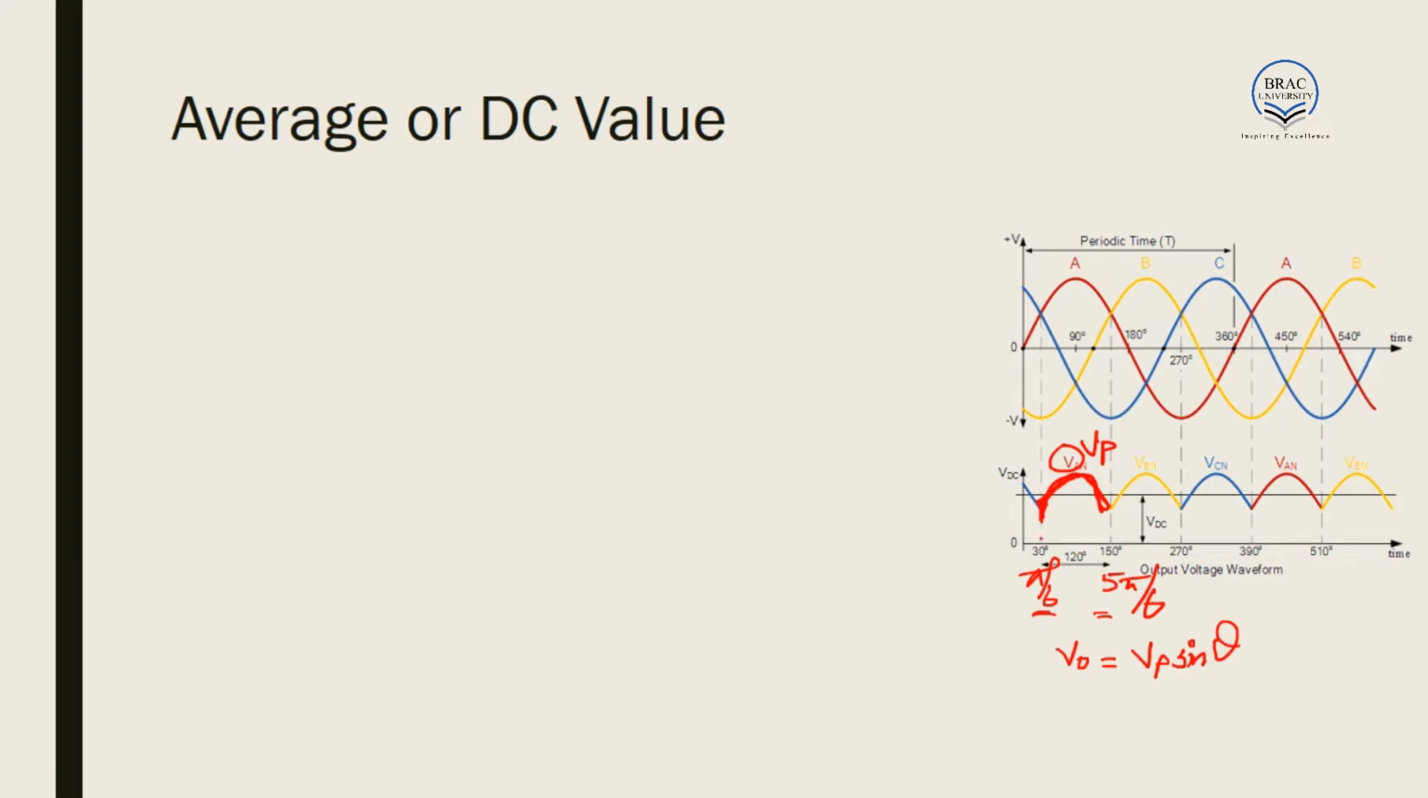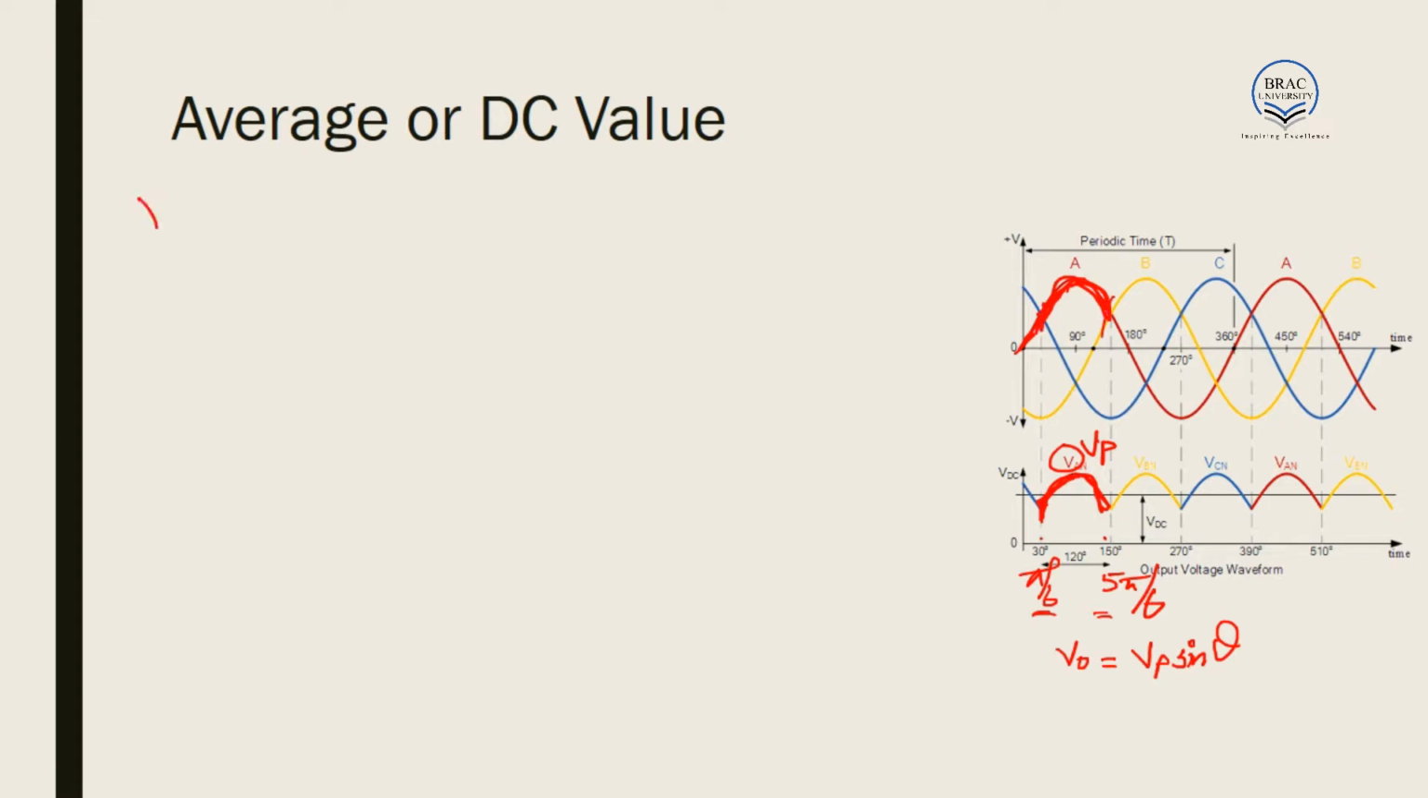Why are we considering from pi by 6 to 5 pi by 6? Because this region gives an accurate sine theta result. All the other wave shapes will give a shifted sine theta, which will bring a phase shift, which will bring a little difficulty in our calculation. So we are choosing this.